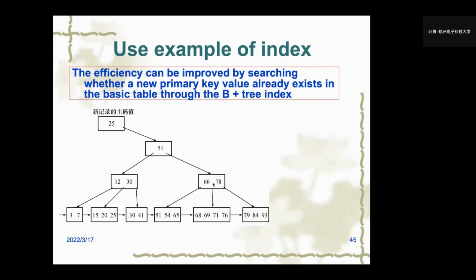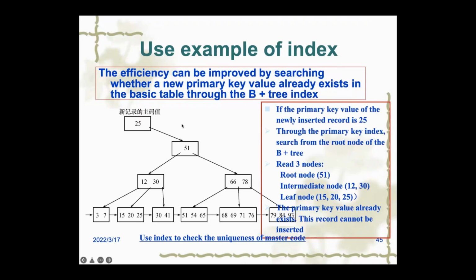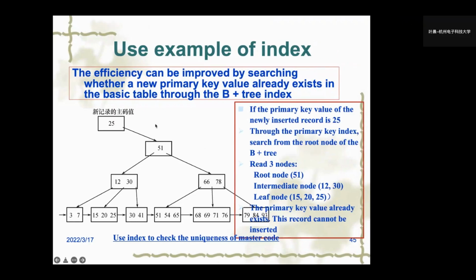So we can build a B+ tree index, and then the efficiency can be improved by searching whether a primary key value already exists in the basic table through the B+ tree index. If the primary key value of the newly inserted record is 25, through the primary key index, we search from the root node of the B+ tree.